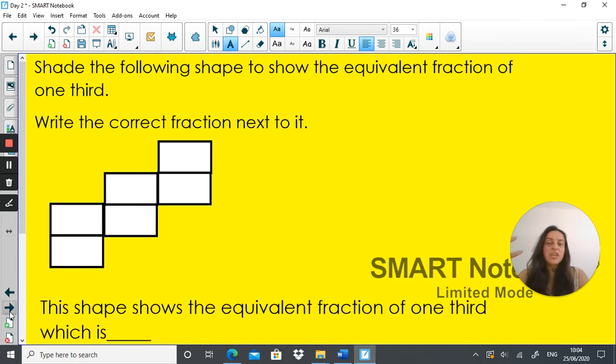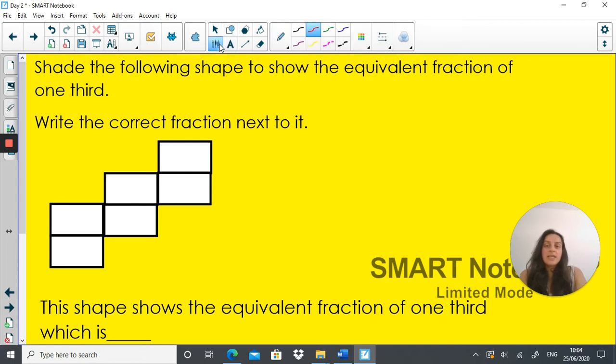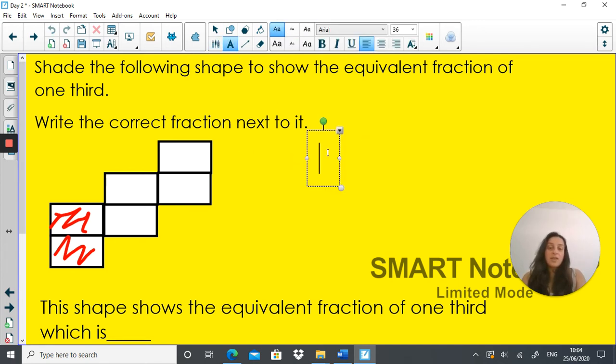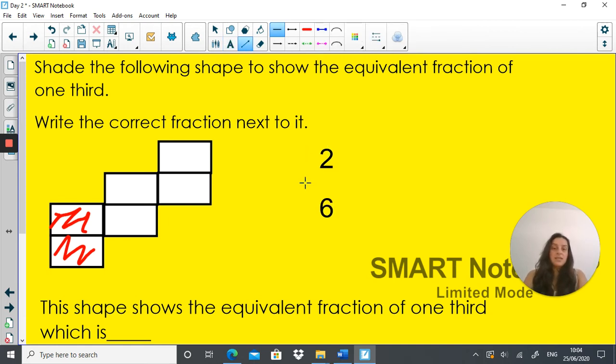Now I want you to try and shade in a third of this shape. So we count the boxes. There are 1, 2, 3, 4, 5, 6 boxes. To find out what a third of that is, we divide 6 by 3, which is 2. So we shade in 2. And the equivalent fraction to a third here is 2/6. There you go.